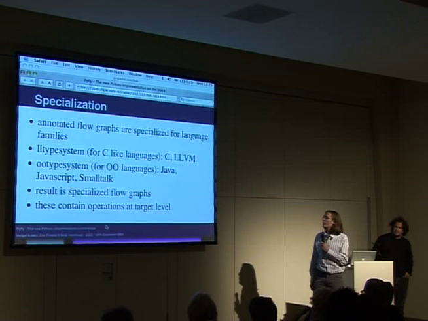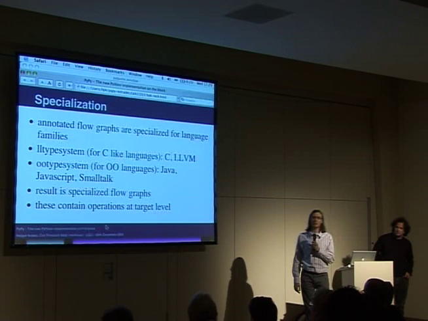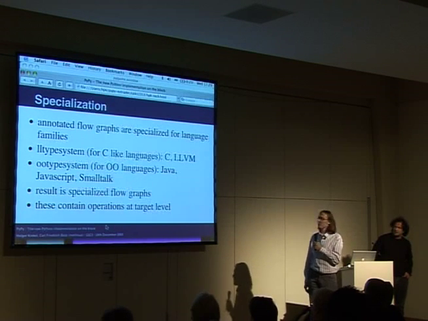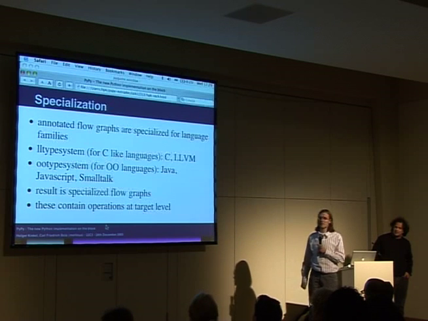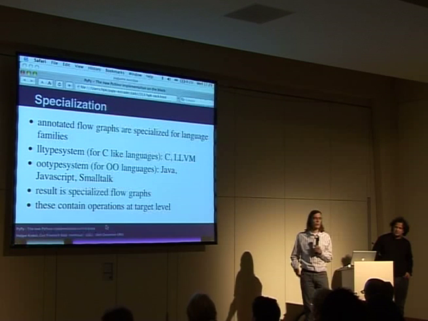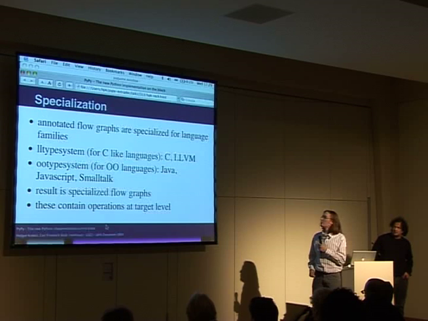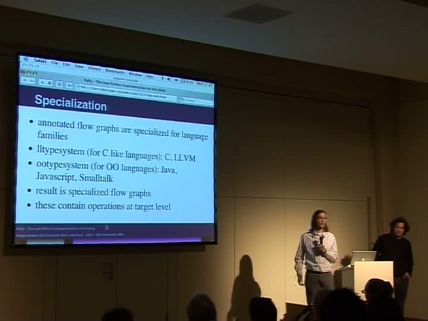And right now we have two type systems. There's the LL type system and the OO type system. The LL type system is a type system that fits very low-level languages like C, and currently we also target LLVM, which is a low-level virtual machine.